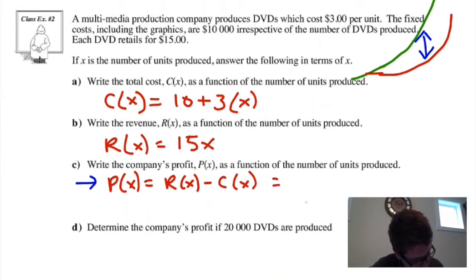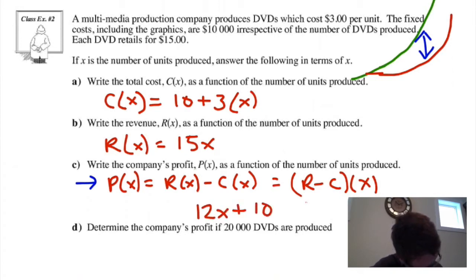Regardless, we have this function that we can say is R minus C of X, because we know about function notation, which is really 15x minus 3x, which is 12x plus 10. So not complicated math going on, just a great way to maybe perhaps remember what this function notation looks like.